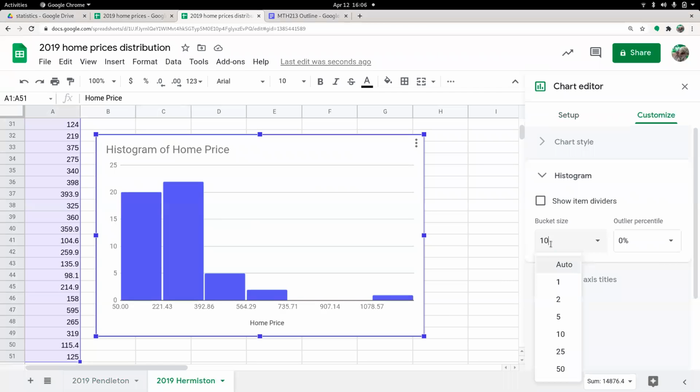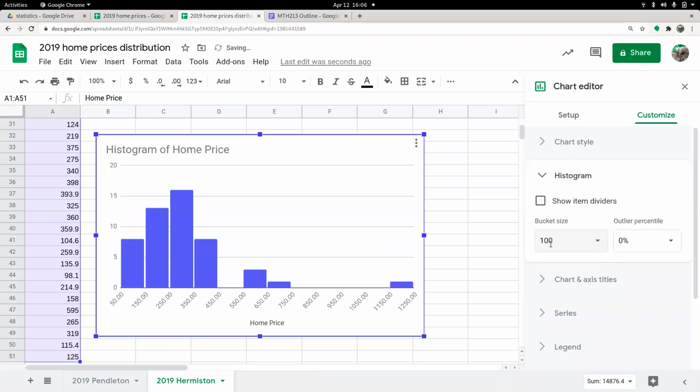How about 100 again? Sure. Wow, look at this, 120,000, so $1,200,000 home in here. So that's what we call an outlier, right?